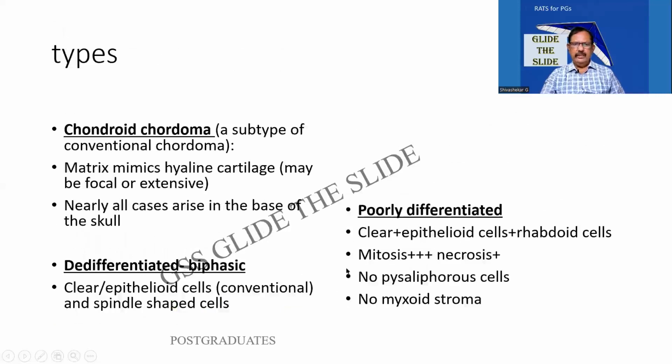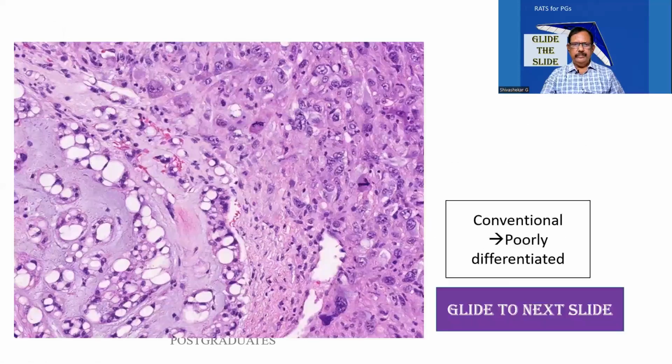So these are the things I have already mentioned. Look at this one. I find that cells are well differentiated and they are having the vacuolated cytoplasm. All of a sudden, I am finding that the cells are becoming poorly differentiated. And look at the mitotic figures over here. There are so many pictures of the mitosis that is there. And there is hardly any of the matrix that has been mentioned in the other types. So the conventional going in for a poorly differentiated. Let us glide to the next slide.